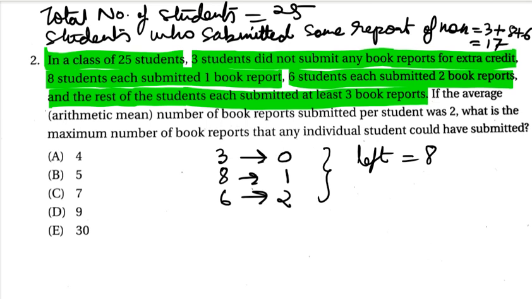You see, we want to maximize the number of reports submitted. So let 7 students submit 3 reports each, and the last student submit the maximum number of reports, say x reports. So if I am to find the average, it is also given. The x bar is given as 2. So what is the x bar?